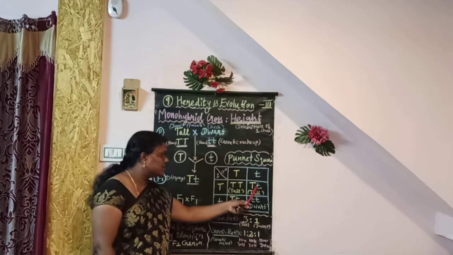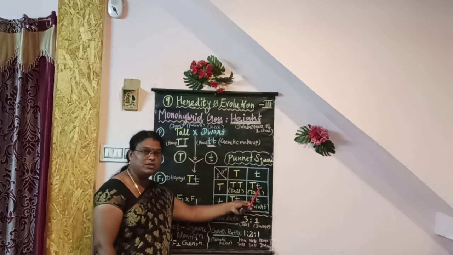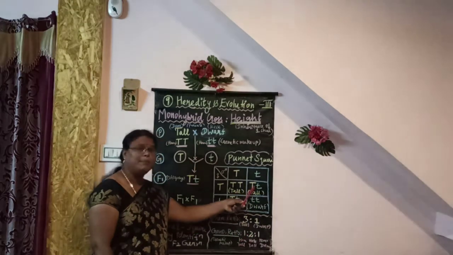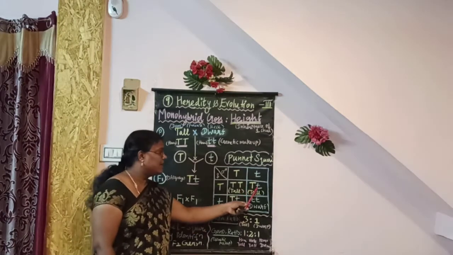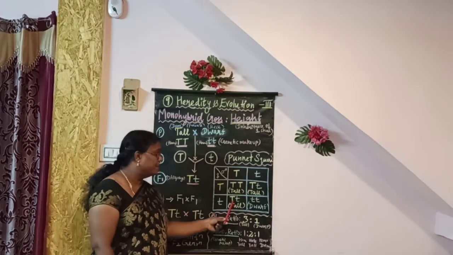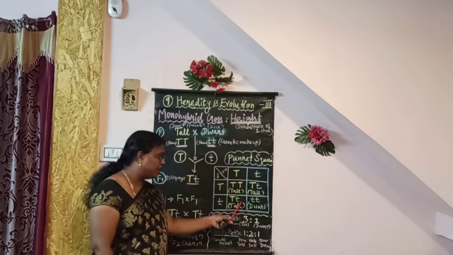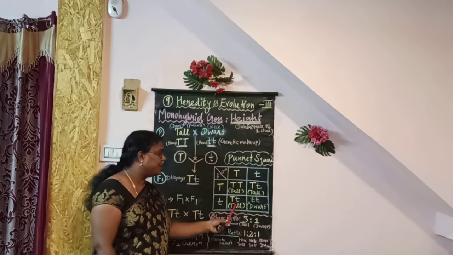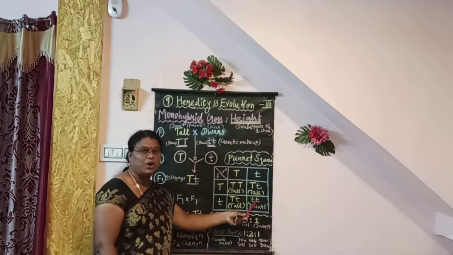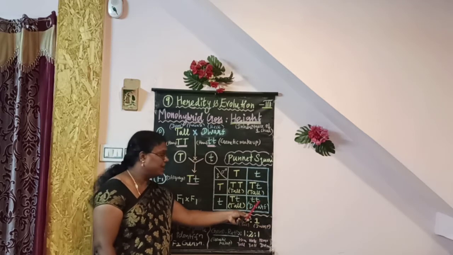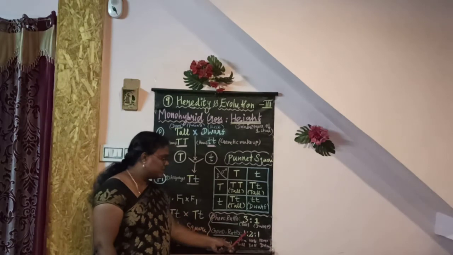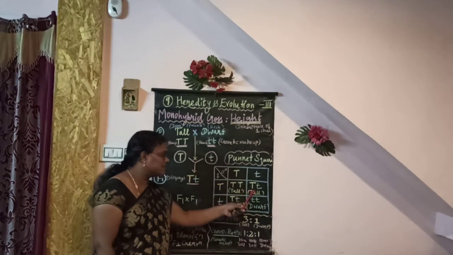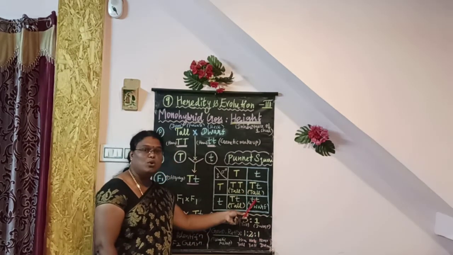Again 2, see here, this is 2 tall. Capital T, small t, again capital T, small t. 2 tall. So this is separated because it is heterozygous tall. See here, 2 different genetic makeups and here also 2 different genetic makeups, but both are tall. So this comes under this 2. So these are heterozygous tall, and 1 is dwarf, homozygous, same genetic makeup and it is dwarf. 1. So this 1 is homozygous tall, this 2 is heterozygous tall and 1 is homozygous dwarf.